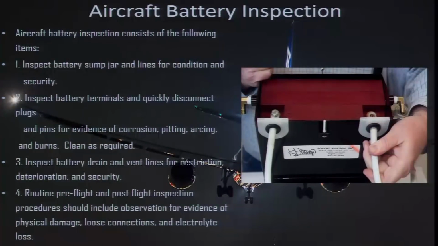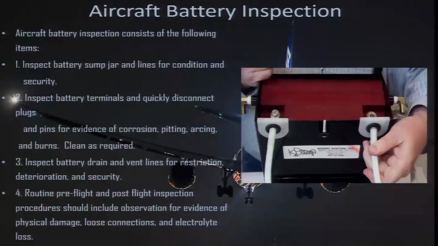Now, inspection on aircraft batteries. Aircraft battery inspection consists of the following items: Inspect battery sump, jar and lines for condition and security. Inspect battery terminals and quick disconnect plugs and pins for evidence of corrosion, pitting, arcing and burns. Clean as required. Inspect battery drain and vent lines for restriction, deterioration and security.